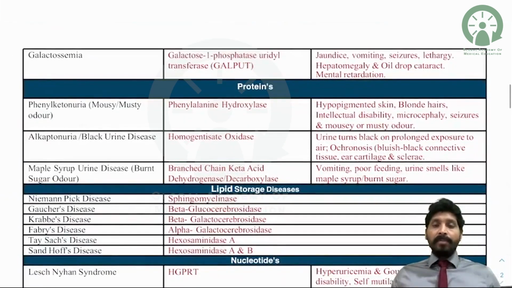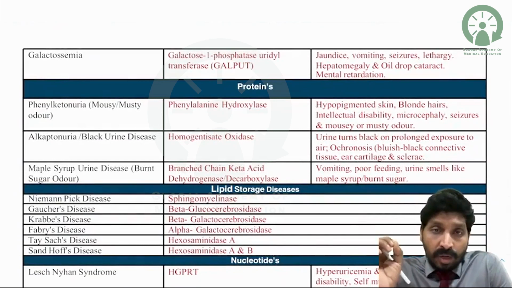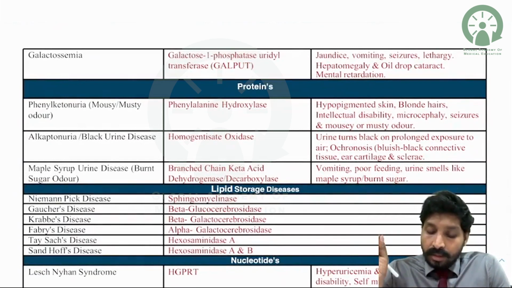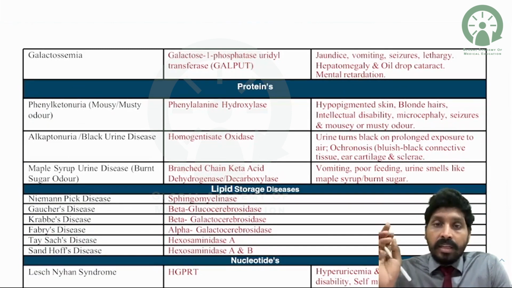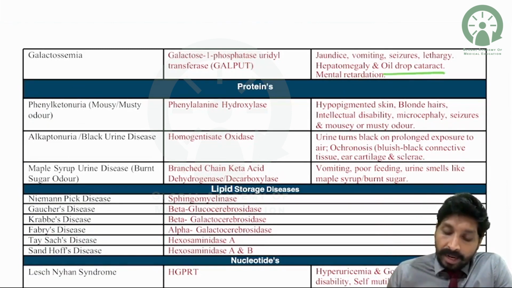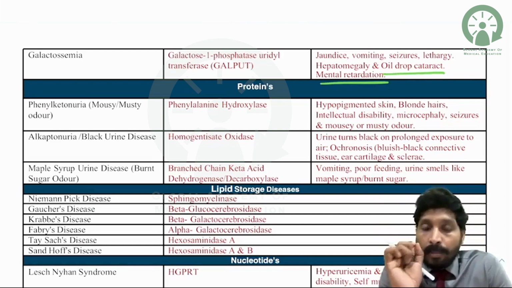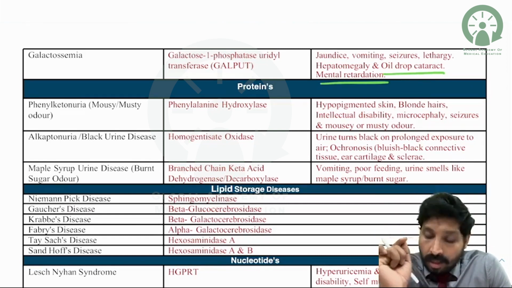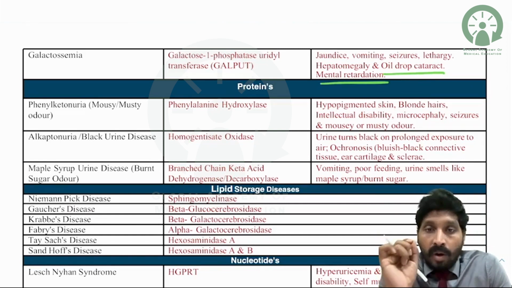Galactosemia is because of deficiency of the enzyme galactose 1-phosphate uridyl transferase. Characteristic features are jaundice, vomiting, seizures, lethargy, hepatomegaly, oil drop cataract, and mental retardation. Remember, oil drop cataract is a characteristic feature of galactosemia. Sunflower cataract is also there, but that is totally different from this oil drop cataract.